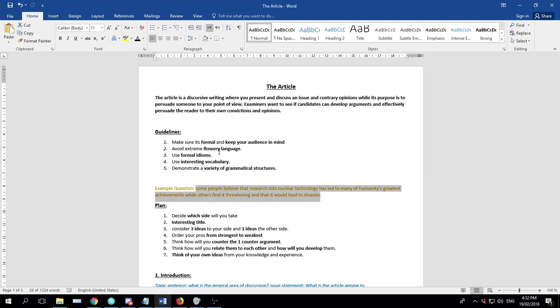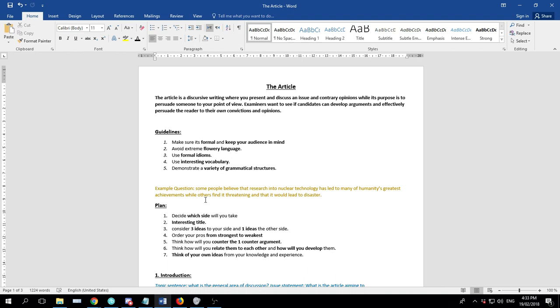The article is a discursive text, and its purpose is to show the examiner if you're capable of expressing yourself and even convincing people of your opinion using English. First of all, I have here an example question about nuclear technology, and thankfully most tasks are very clear and easy to understand. You'll pick which side you want to argue for, and then think of an interesting title. If you don't have an interesting title, just write whatever you have, don't waste time.